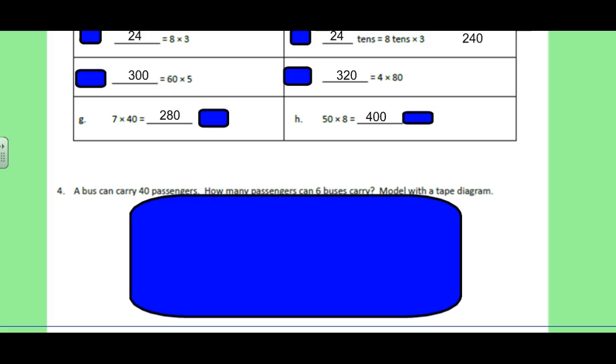Okay, so for number 4, it says a bus can carry 40 passengers. How many passengers can 6 buses carry? It says model with a type diagram. So for this one, I want you to draw a type diagram and then also write your equation that you're using to solve how many passengers can fit on 6 buses. And when you're ready to check your answer, I want you to push play.